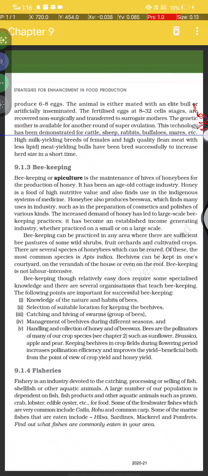The technology has been demonstrated for cattle, sheep, rabbit, buffalo, mares, etc. High milk yielding breeds of females and high quality lean meat with less lipid, and meat yielding bulls have been bred successfully to increase the herd size in a short time.